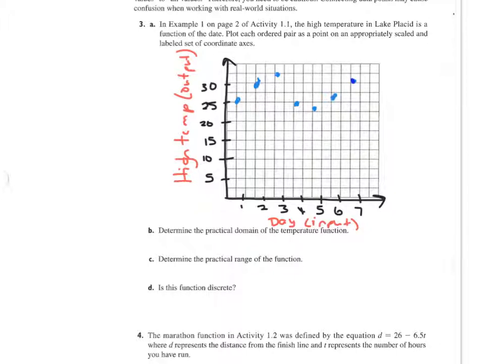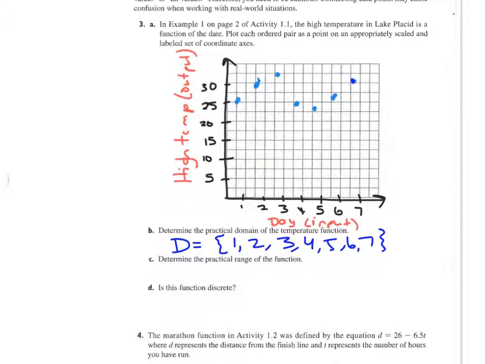Okay, so I plotted those points. And again, we're going to look at what is our practical domain for the temperature function. So my domain, my practical domain, I only use these dates. I only had outputs for 1, 2, 3, 4, 5, 6, and 7. So that's all the set of inputs that I have for that.